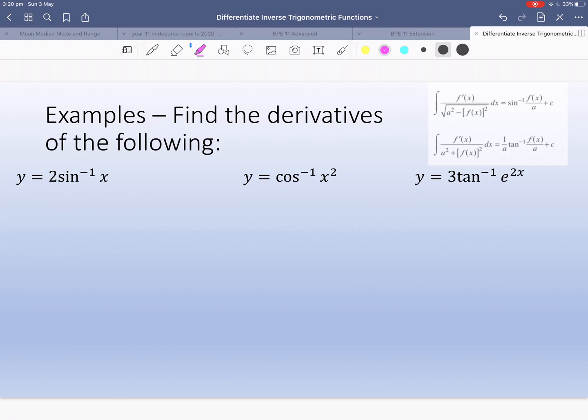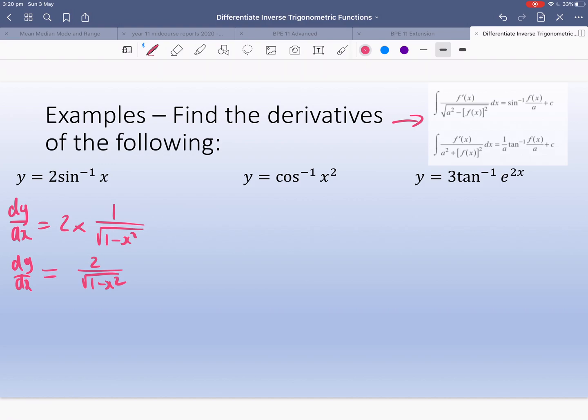Okay, so how are we going to apply it? Notice that I've got the trig thing here, the formula sheet there, just so that's something you know you're going to have in the exam, so it can guide you. All right. Pretty simple for the first one. The derivative of that would just be 2 times the derivative of sine inverse x. So it's 2 over the square root of 1 minus x squared, okay, of the same thing.